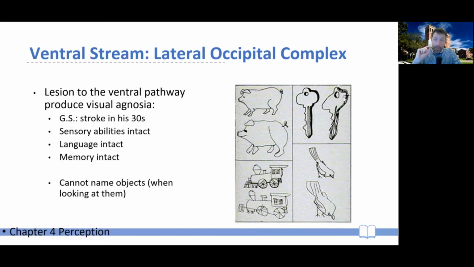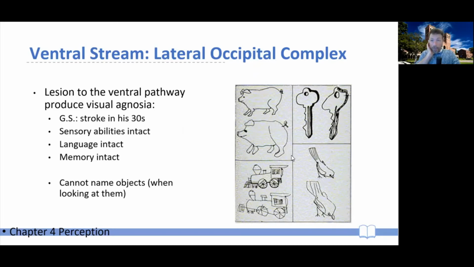So the senses, the sensation is perfectly fine in this patient. Sensation and early vision, the detection of lines and edges, is clearly fine. This patient can see very well where the edges are in this drawing, and in fact, he can see them so well that he can reconstruct them.